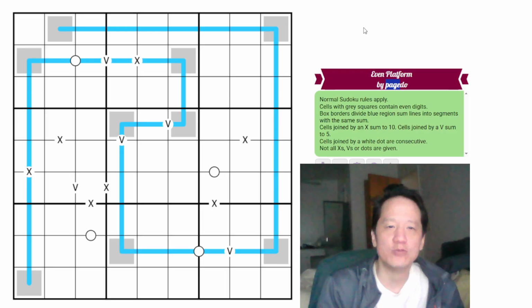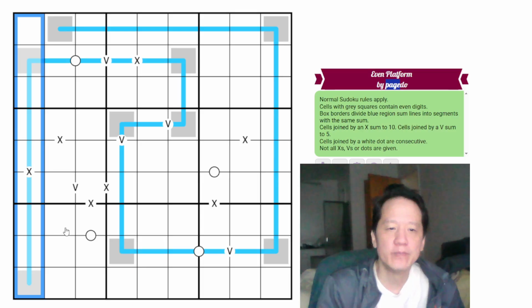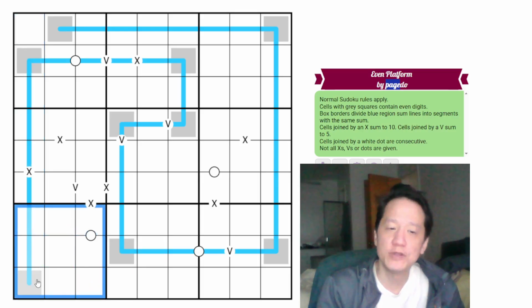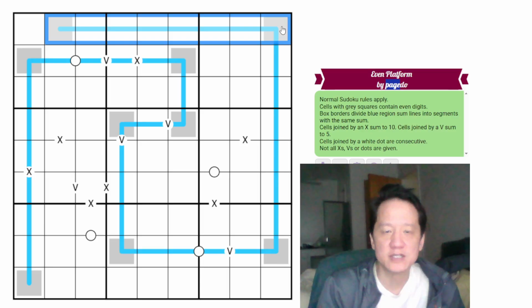Normal Sudoku rules apply, which means fill every row, column, and box with the digits 1 through 9 without repeats. Also, cells with gray squares contain even digits. So all these gray squares are even digits. Box borders divide blue region sum lines into segments with the same sum.